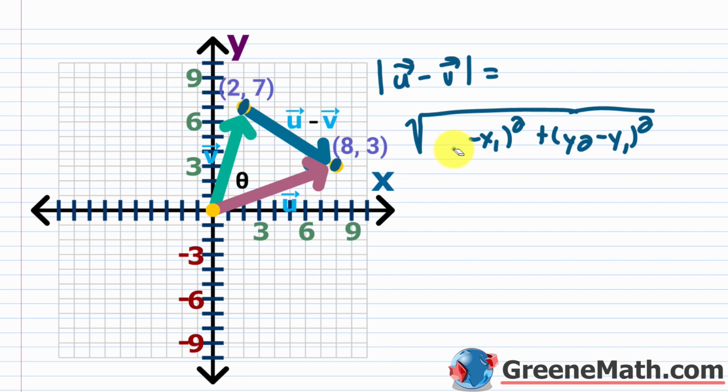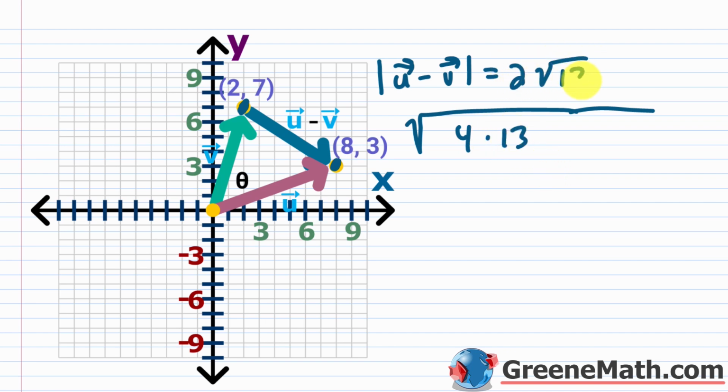But let's erase this and just say that this is going to be 8 and then this is going to be 2. And then for this one right here, this is going to be 3 and this is going to be 7. Now, what you're noticing here is we're getting 6 and negative 4, which is exactly what we got when we did our subtraction. So this is going to be 6 squared or 36. And this right here is going to be negative 4 squared or 16. So 36 plus 16 is 52. And you could write that as 4 times 13, so this would be 2 times the square root of 13 if you simplified it.